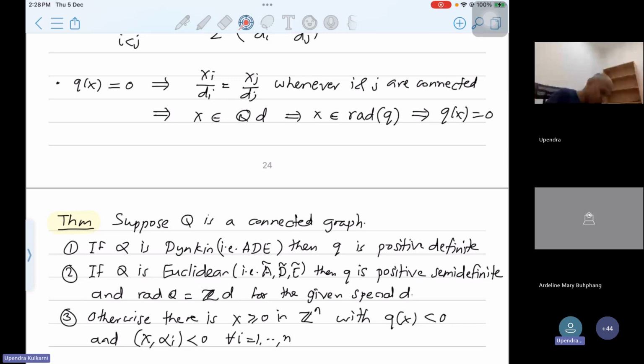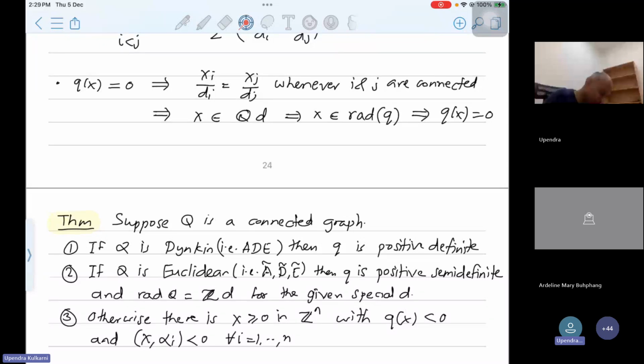Okay. So if the graph is Dynkin, then Q is positive definite. If the graph is Euclidean, then Q is positive semi-definite. So the way it is stated, okay. So if the graph is Euclidean, then Q is positive semi-definite. Let me just state it the way it is written.